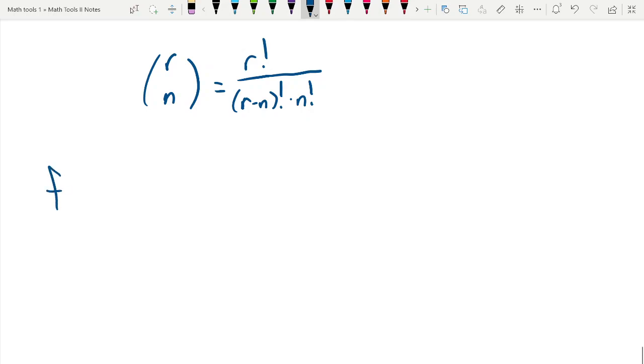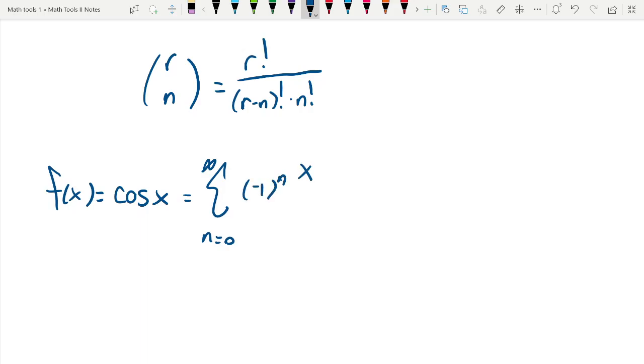Cosine, another helpful one to know here. This is equal to the sum from n equals 0 to infinity of negative 1 to the n, x to the 2n over 2n factorial. And this is actually from negative infinity to infinity. It'll converge.